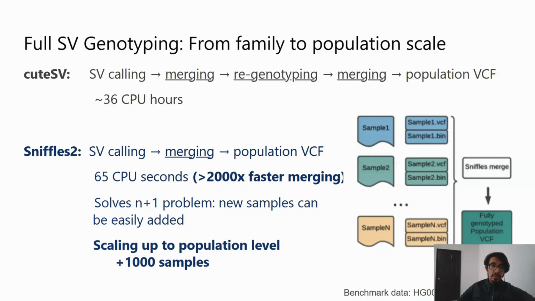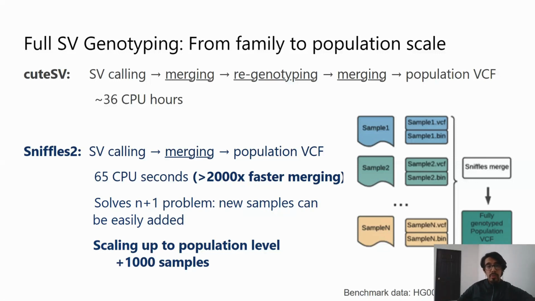For this same example, Sniffles 2 took only 65 CPU seconds, which means that we are 2,000 times faster than current methods. But not only that, Sniffles 2 also solves the N+1 problem, as we can add new samples very easily. With previous pipelines, we will need to perform all the merging, regenotyping, and remerging steps for each sample that is added, but not for the case of Sniffles 2. We just need to add the new samples to the merging step.